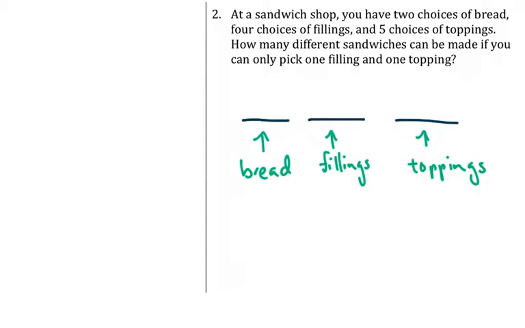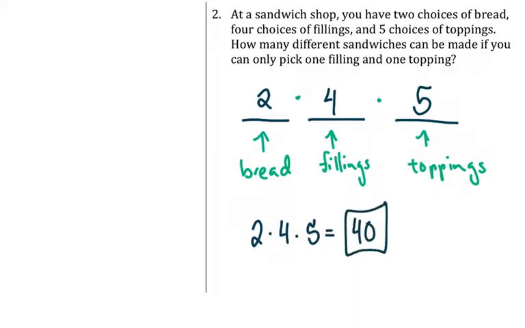Here, for bread, we have 2 possible outcomes. For fillings, we have 4. And for toppings, we have 5. Using the same logic, we follow the same step as number 1 and multiply them all together to get our total number of different sandwiches that we could buy at this shop. 2 times 4 times 5 is 40 possible sandwiches.